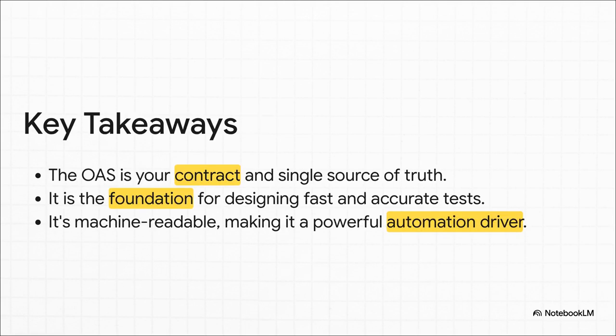So let's wrap this up. If you remember nothing else, remember these 3 things. 1, the OpenAPI spec is your contract. It is your single source of truth. 2, it is the foundation for designing fast, accurate, and truly comprehensive tests. And 3, because it's machine readable, it is a massive driver for powerful automation.